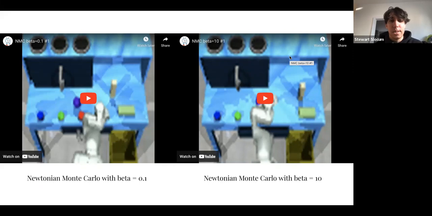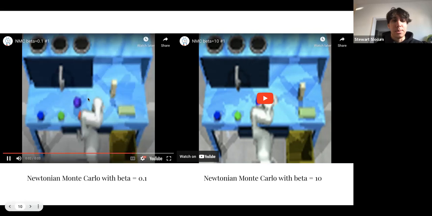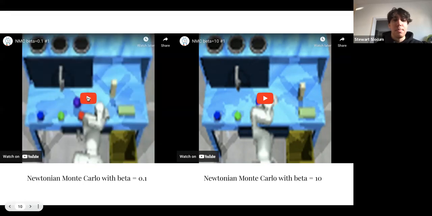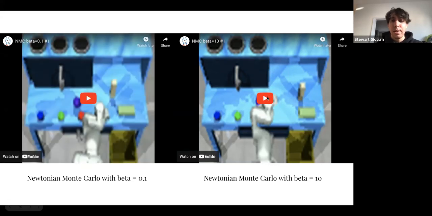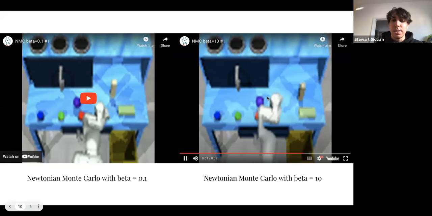Next, we performed experiments on a 3D manipulation environment involving motion planning to a desired pose of a 7-degree of freedom robotic arm. Here we compare 2 trajectories sampled from Newtonian Monte Carlo, a 2nd order method, with beta equals 0.1 and beta equals 10. We can see that for beta equals 0.1, there's quite a bit of shaking and suboptimality, while for beta equals 10, we see a smooth interpolation to the desired final pose.